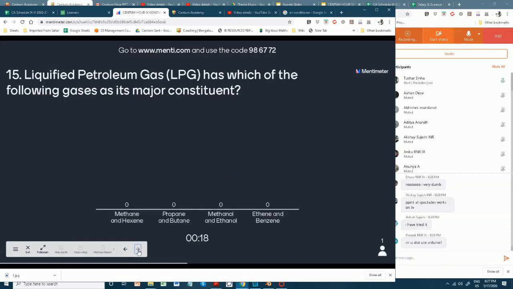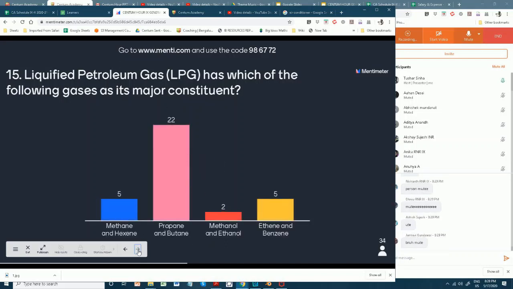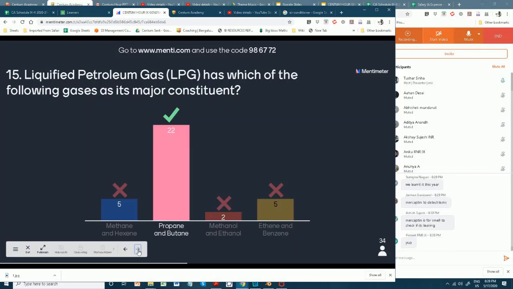Now no more. Liquefied petroleum gas has which of the following gases as its nature? Methane, hexane, propane, butane. I really like it. Who is this? So cute. Really, really cute. Very good. It's like Kaun Banega Crorepati, right? Okay, cool. Wow, propane and butane, right? These are the basic hydrocarbons which are mined. Learned it this year, very good. Methane and hexane are not there. Methanol and ethanol are alcohols. They are also highly combustible, you know this, but they are not part of LPG. Ethene and benzene are not there either. Okay, next.